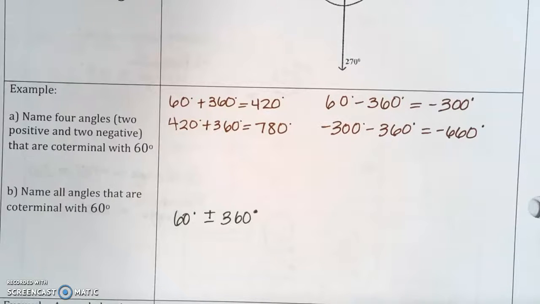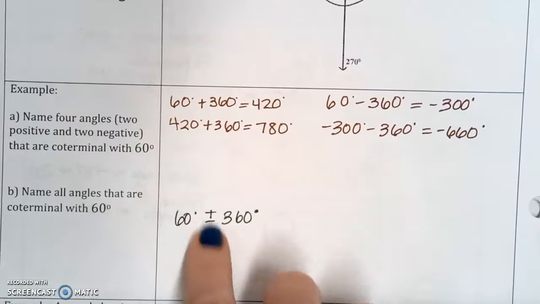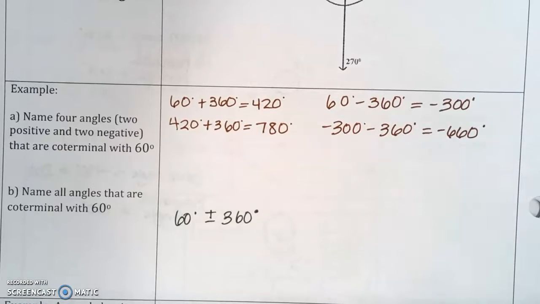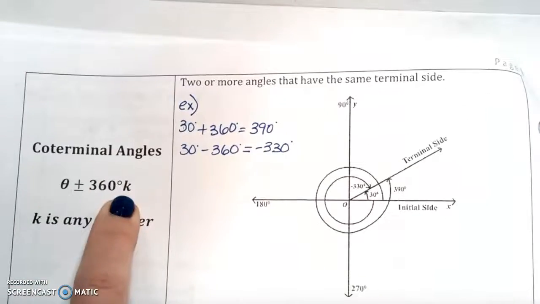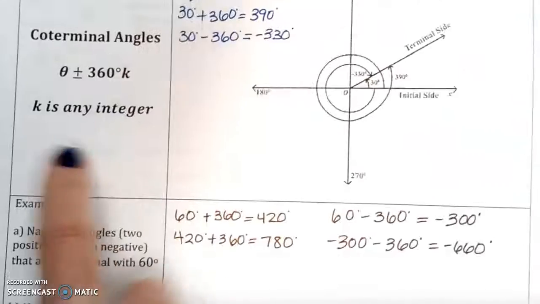Okay, so for part B, it says, name all the angles that are coterminal with 60 degrees. If we listed them all, we would run out of space. It would be infinite. So we're just making a general rule. It's going to be 60 plus or minus 360 over and over. They even put the K up here, right? Any integer, you could keep finding more and more and more.